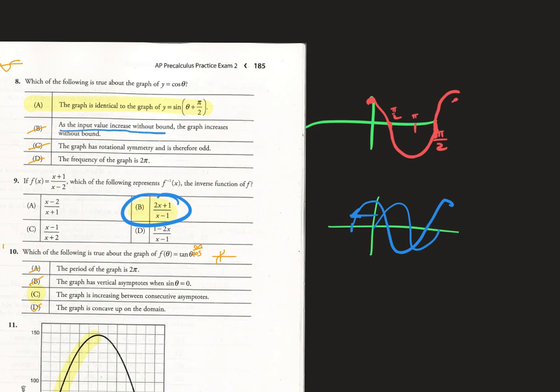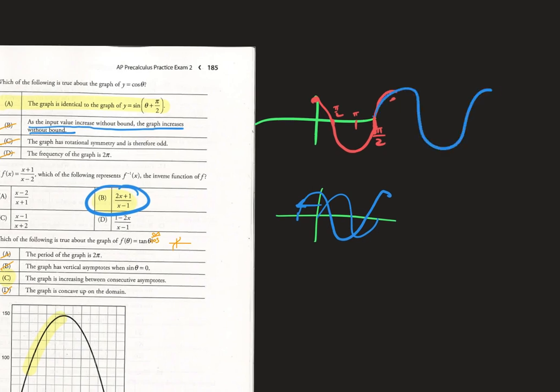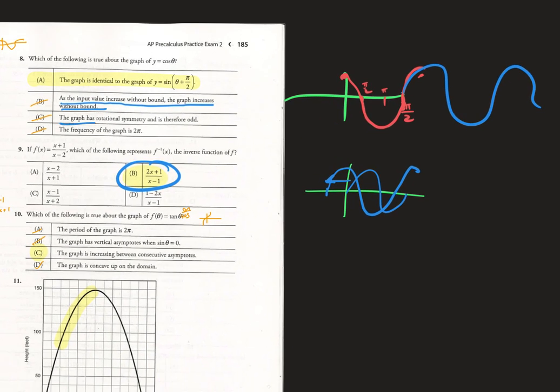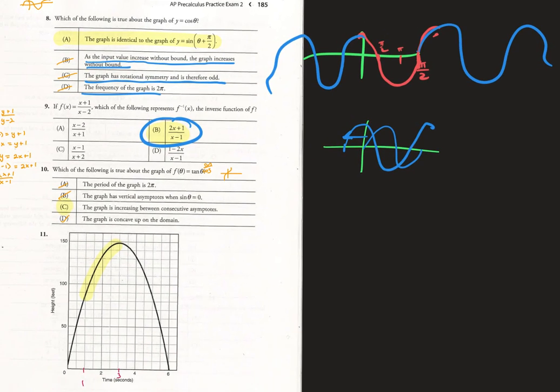The input values increase without bound. The graph increases without bound is false. It stops at 1 every time. The graph has rotational symmetry and is therefore odd. This actually is even, it's symmetric about the y-axis, which means it's an even symmetry. And the frequency of the graph is 2 pi. The period is 2 pi. The frequency is 1 over 2 pi. So A was the only one that was true.